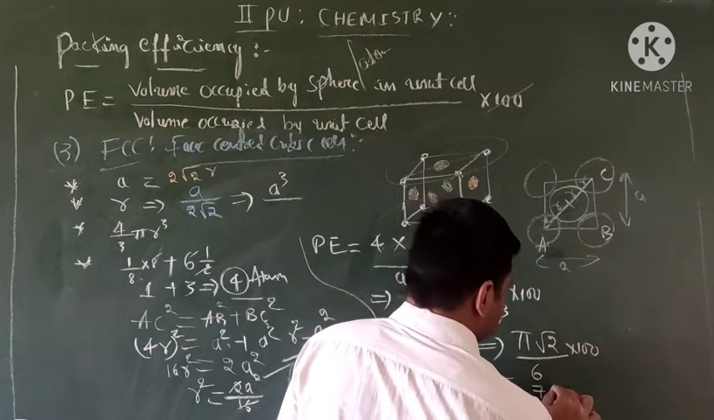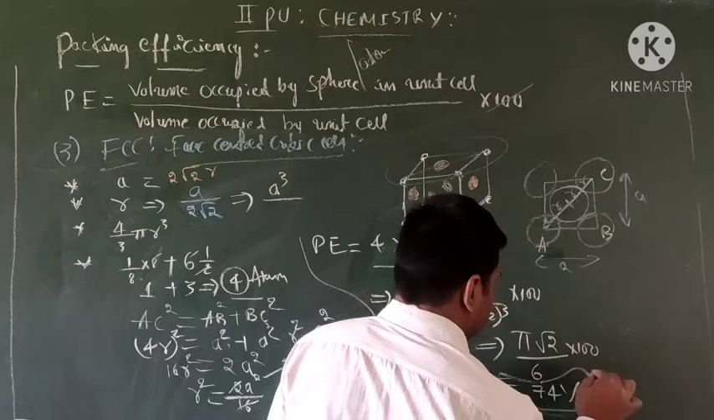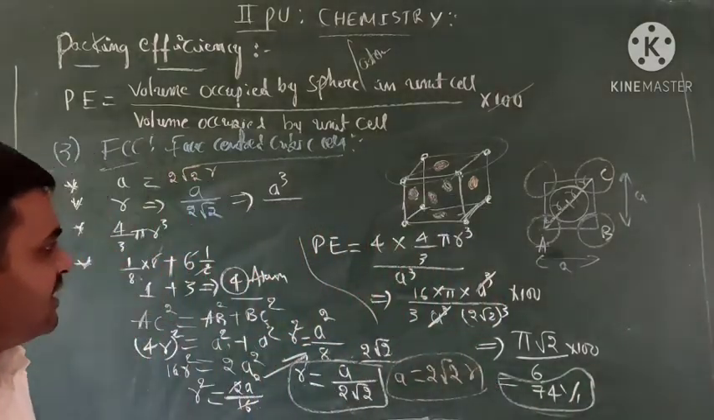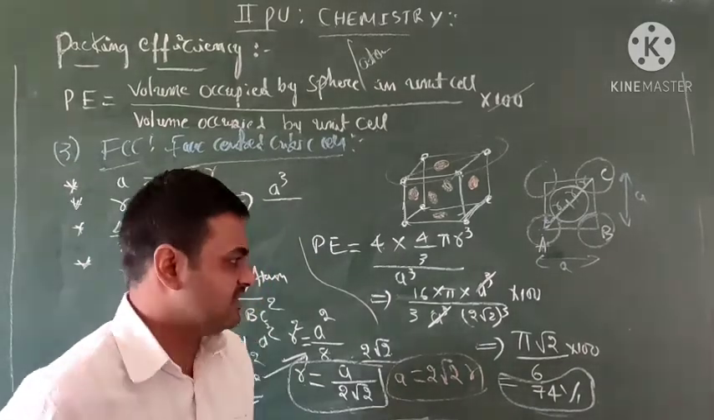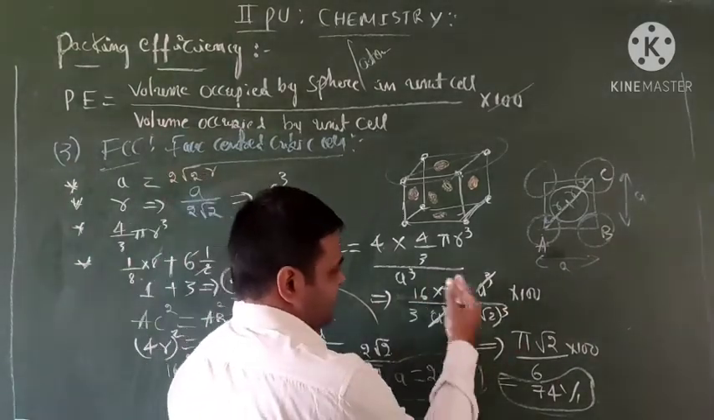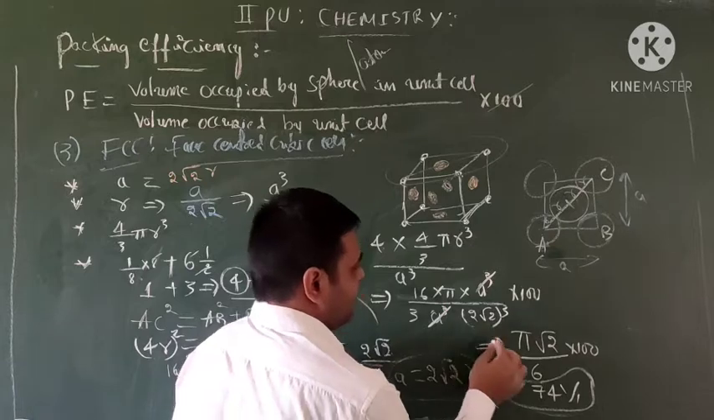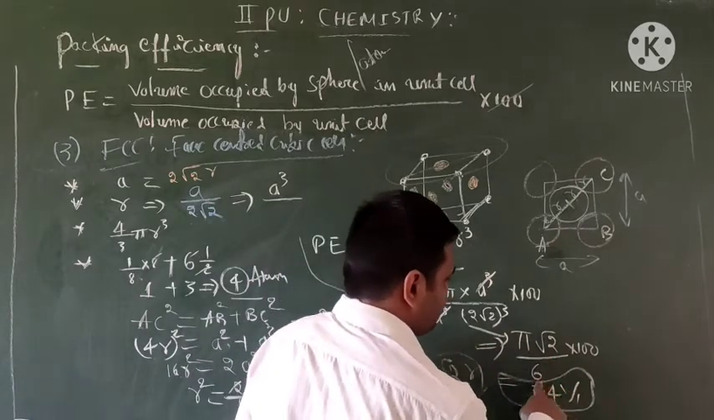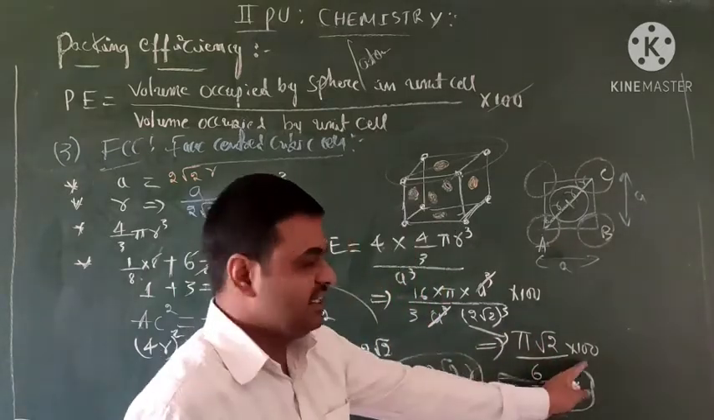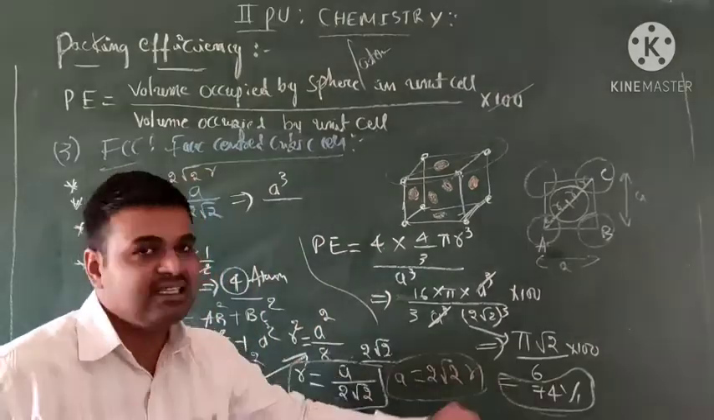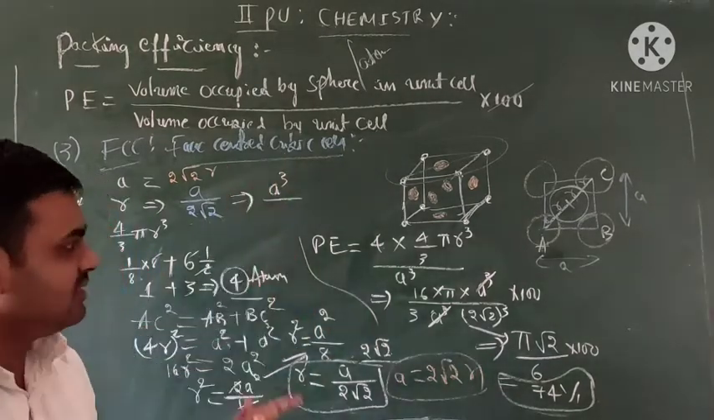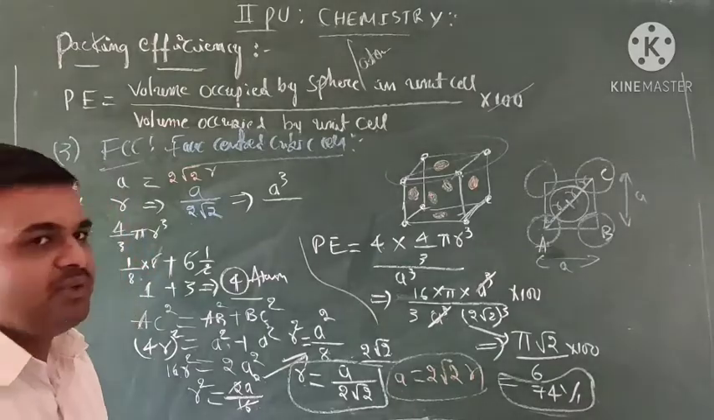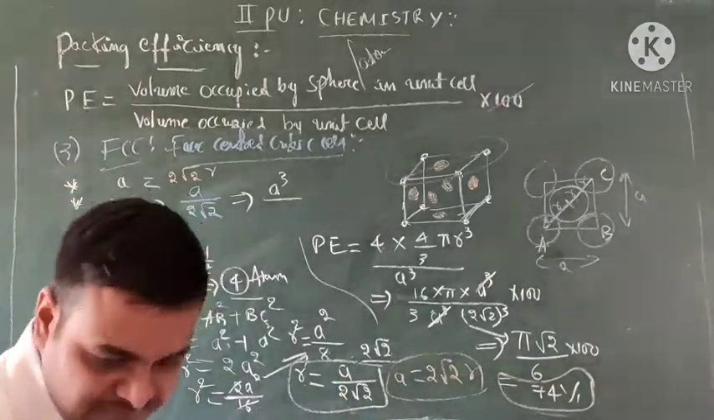We get 74% packing efficiency in the FCC. FCC has the highest packing efficiency. You can solve this, it is very simple. It gives pi root 2 divided by 6 into 100, which is 74% packing efficiency in the FCC. This is one calculation method. You can get another calculation method.